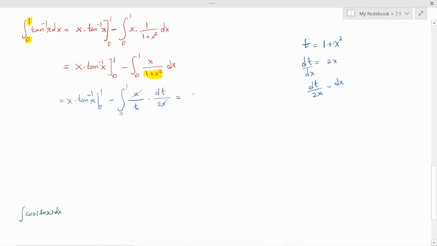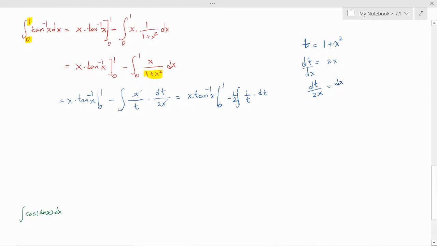So this would become x times tan inverse of x evaluated from 0 to 1, minus the integral of 1 over t times dt over 2, which you can write with the 1/2 outside. Now, the boundaries are not supposed to be 0 and 1 because we've done substitution. That's why I didn't want to write the 0 to 1 every time; you can evaluate at the end, or you could have evaluated at the beginning as well. So let's ignore the boundary at the moment. We'll go back and replace it.